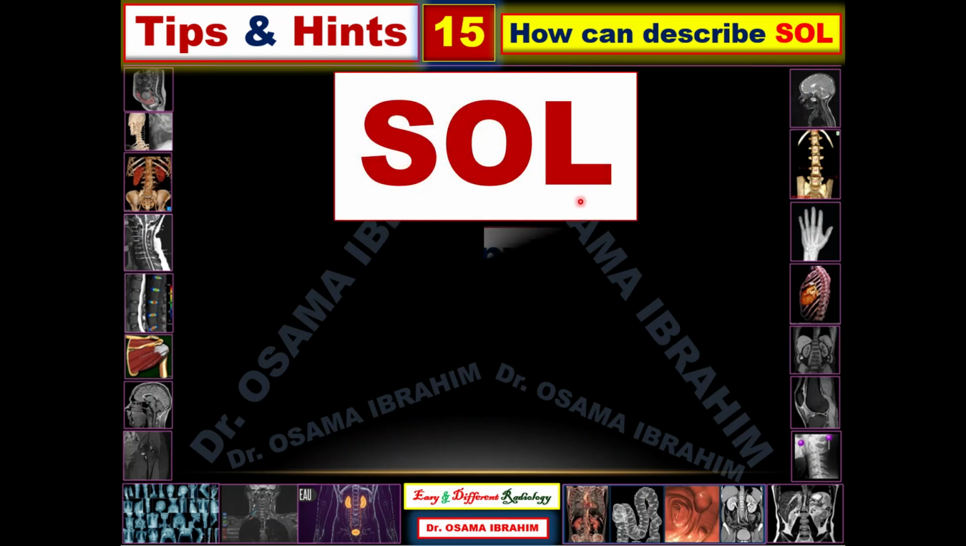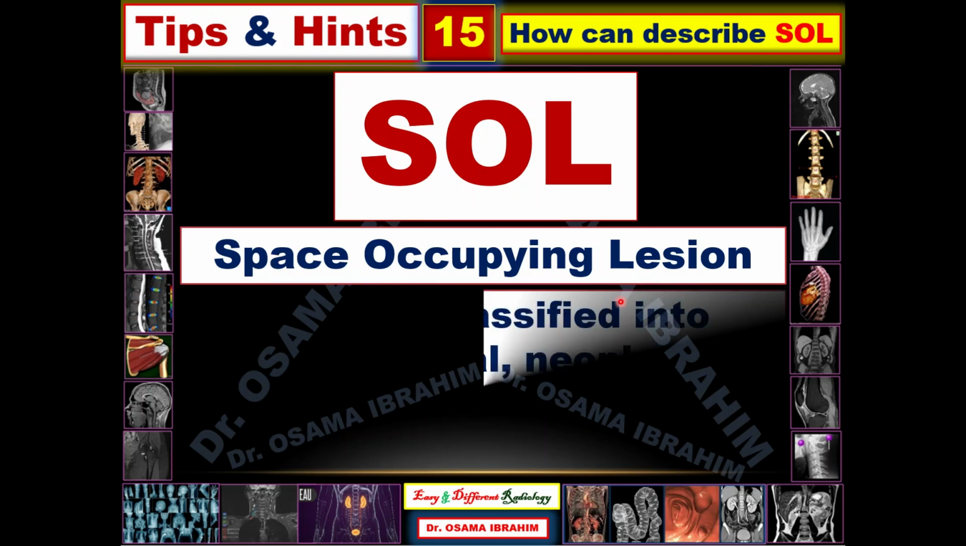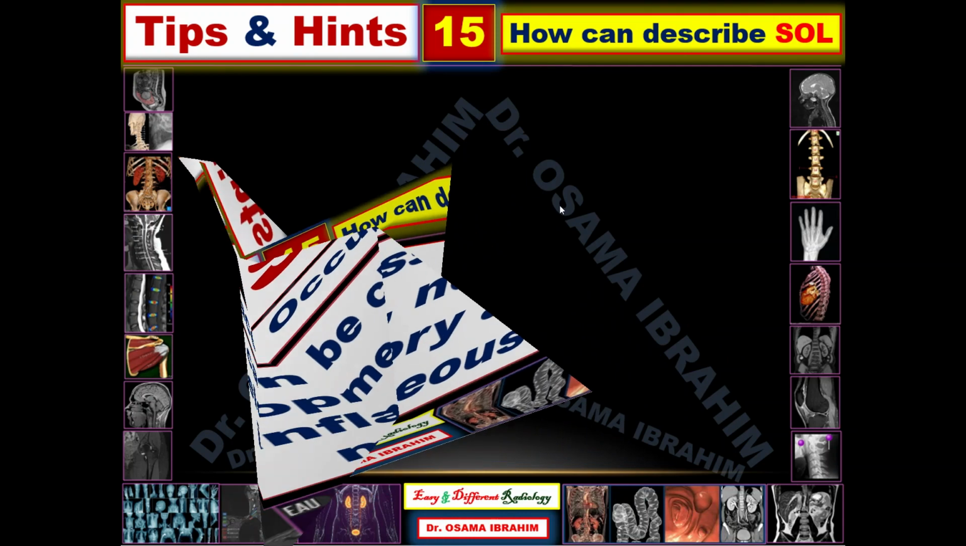First of all, what is the definition of space occupying lesions, or SOL? These space occupying lesions can be developmental, neoplastic, inflammatory, or miscellaneous. Any lesion that occupies a space is called a space occupying lesion, or SOL. When you face an SOL anywhere in the body, how can you describe it in your report, or describe it to your physician?